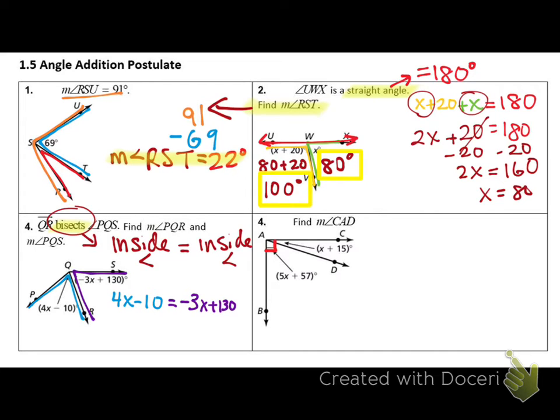So we're going to add the insides, and they will equal 90 degrees. So x plus 15 plus 5x plus 57, and they equal 90. Again, you would solve for x, and then you'd plug it back in. When you're ready, we're going to turn to the next page.